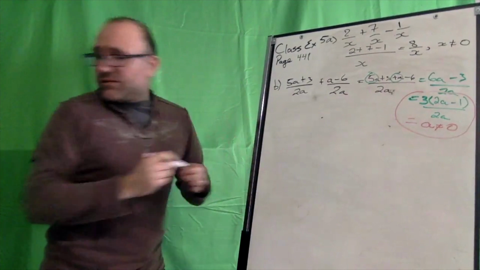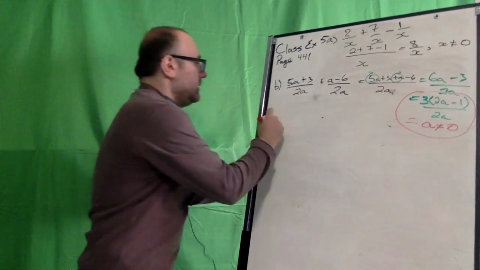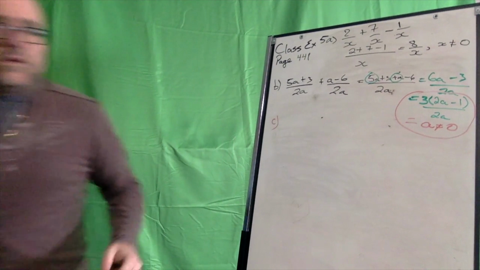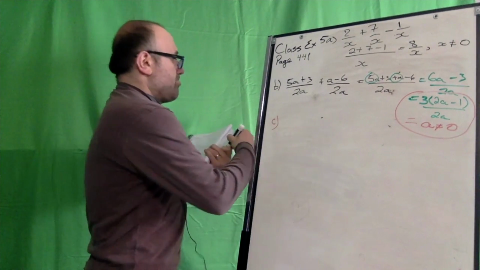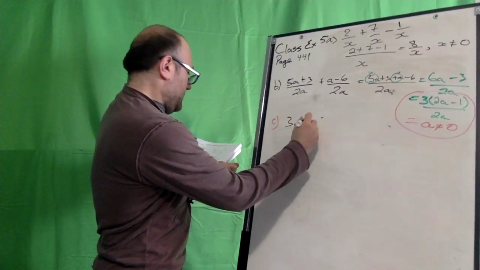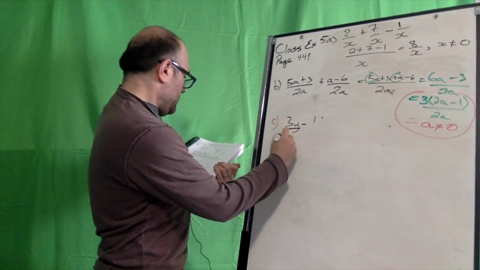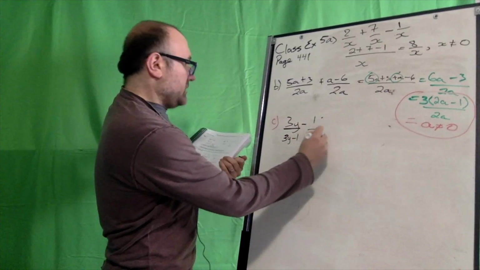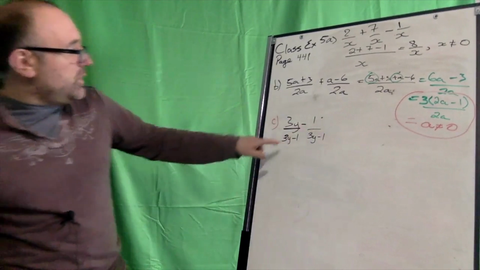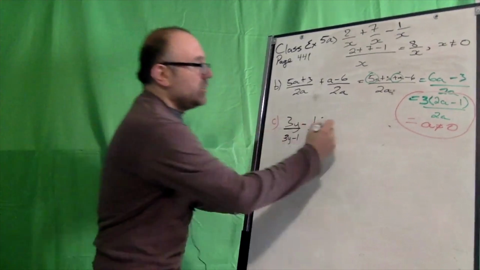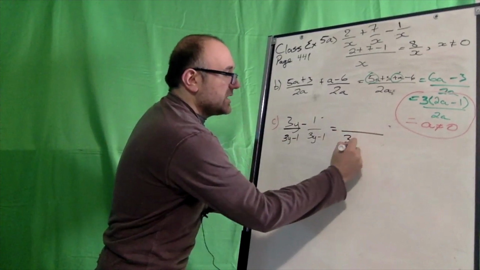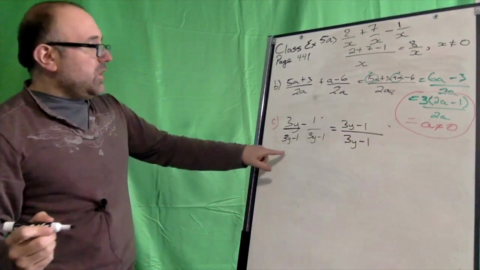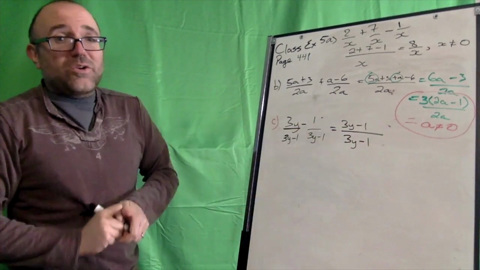Okay, for 5c. There we go, 5c. 3y minus 1 over 3y minus 1. So in this case, both have the common denominator, so you don't have to do anything to the top. Just collect the like terms, 3y minus 1. Well, you know what's going to happen here? The top and the bottom are exactly the same.